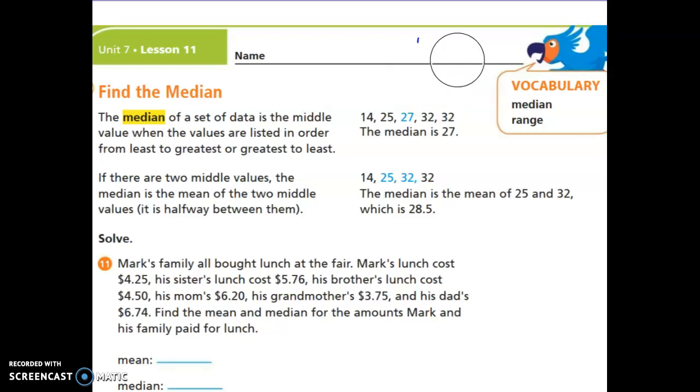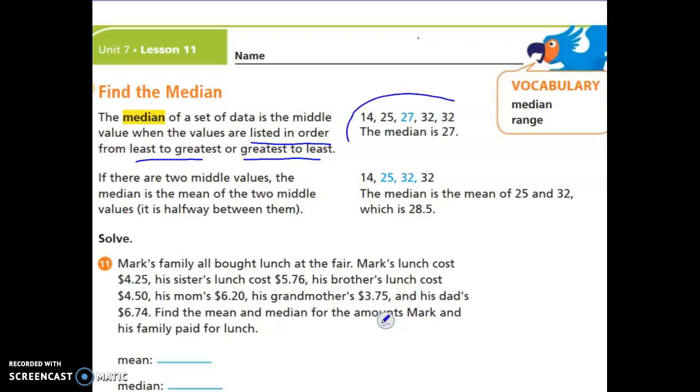Now, the mean was also the middle, but the median is going to be the middle when you write all the numbers in order from least to greatest or from greatest to least. I would like for you right now to follow along with me as I read this, and I want you to underline something. The median of a set of data is the middle value when the values are listed in order from least to greatest or greatest to least. Biggest mistake kids make when they're doing this is they forget to put them in order.